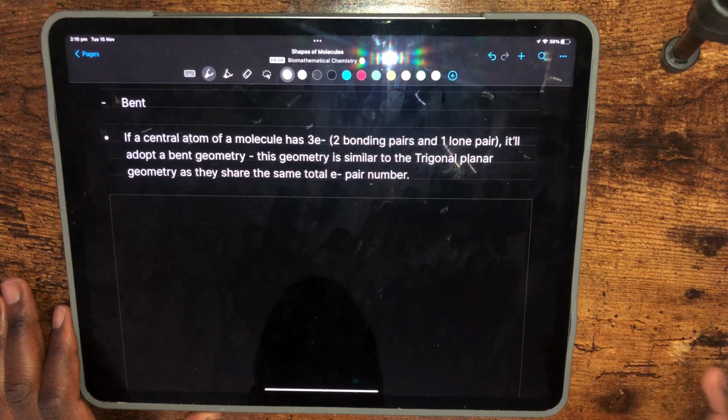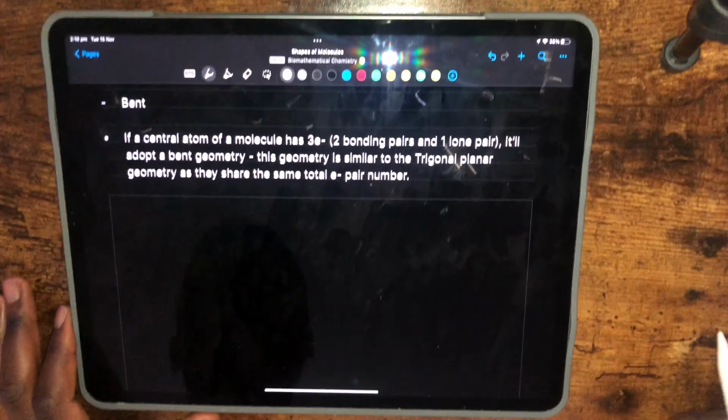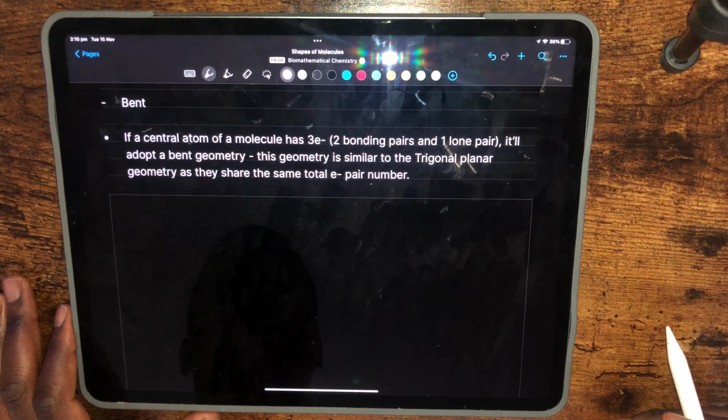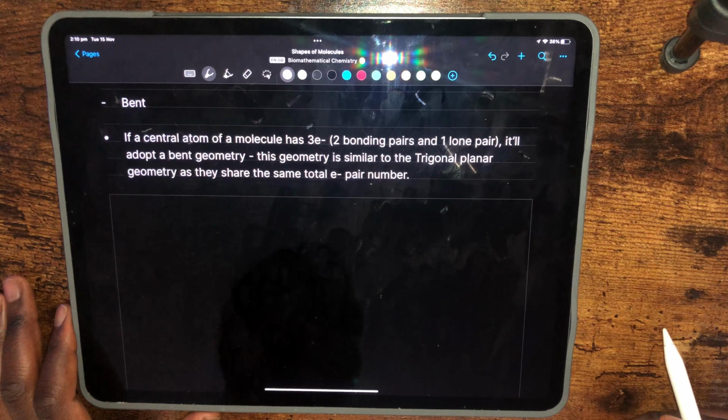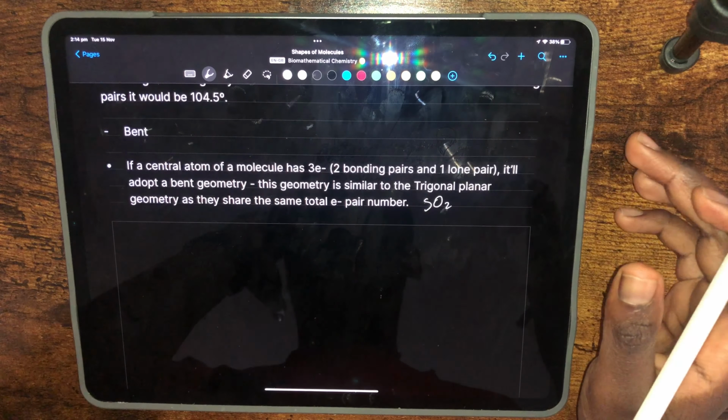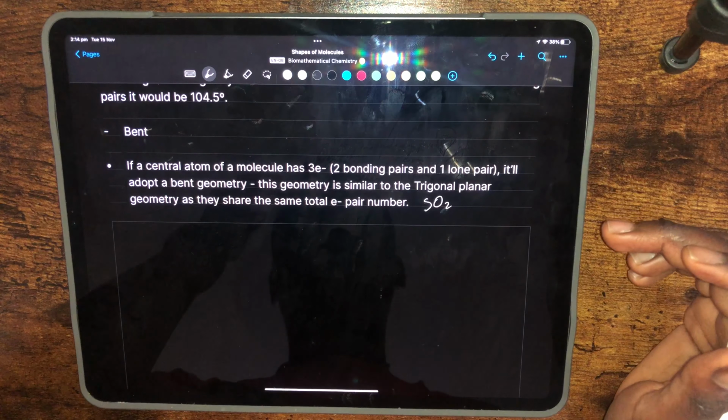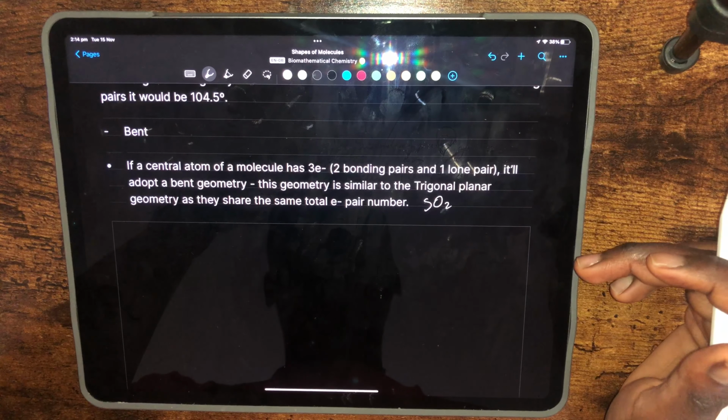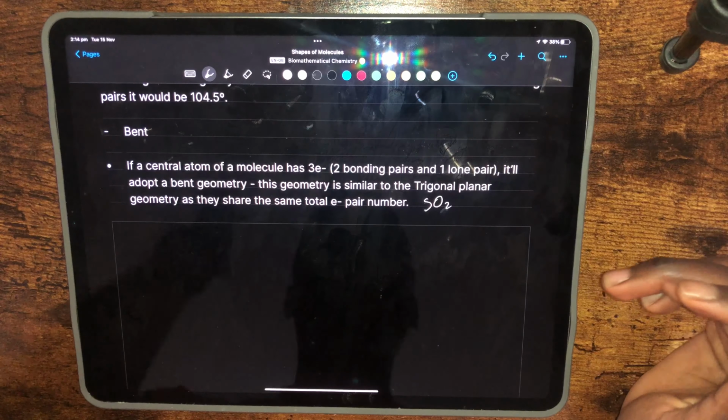Right, I haven't got an example of a bent geometry, but let's just say, the first one is bent. So if a central atom of a molecule has 3 electron pairs, so it has 2 bonding pairs and 1 lone pair, it'll adopt a bent geometry.